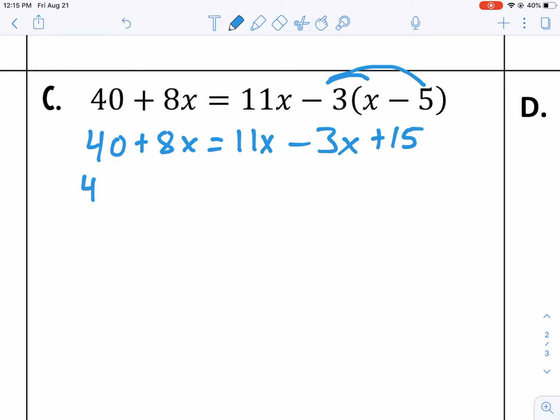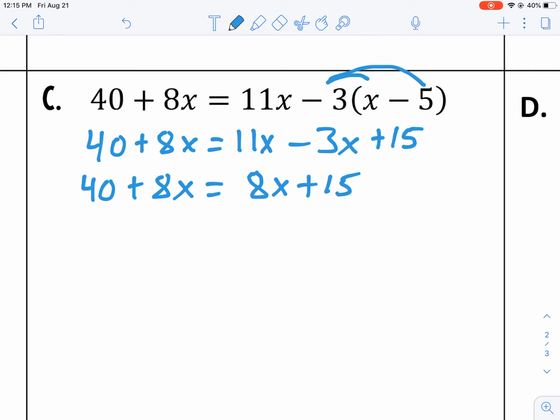So again, this side is going to stay the same. We have 11 minus 3x, that's 8x, plus 15. So we've combined like terms. Now we have our x's on both sides. Now we want to subtract the smaller x.